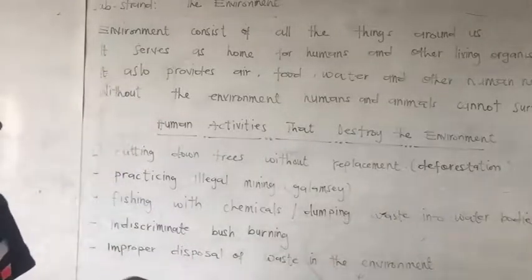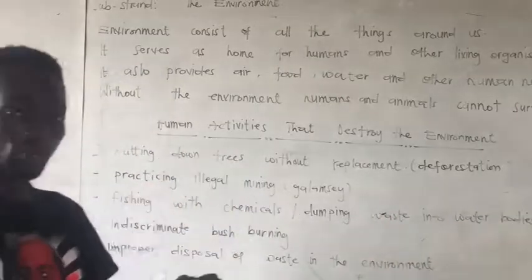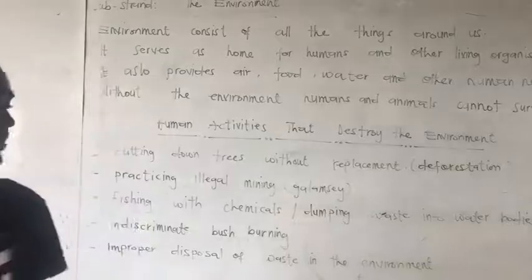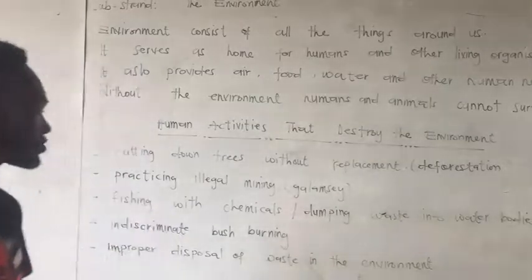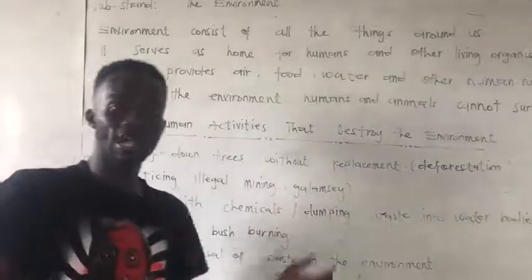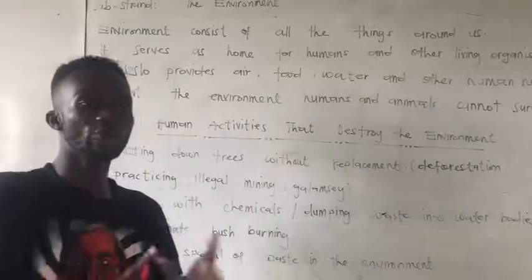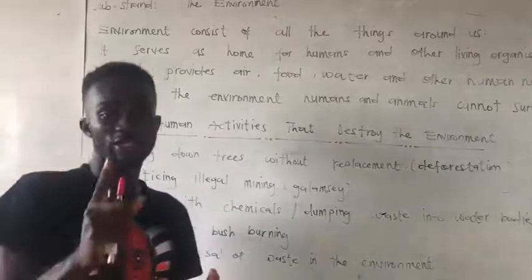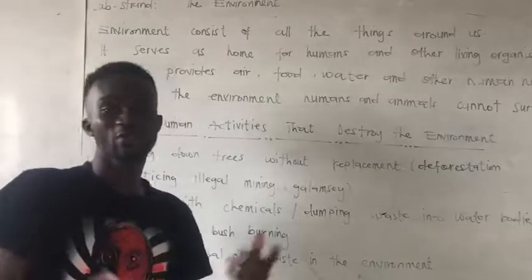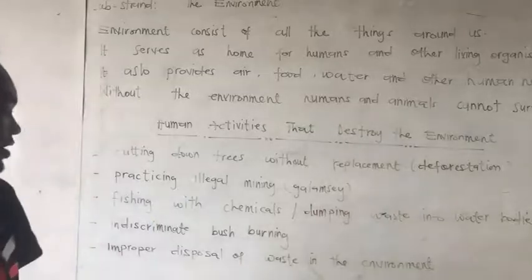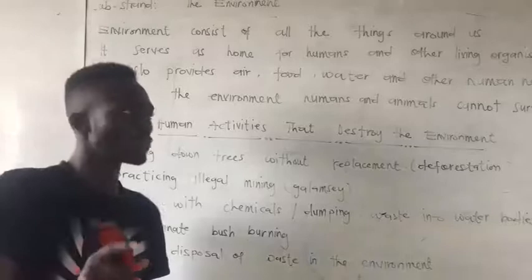Improper disposal of waste in the environment. This is quite similar to dumping waste into water bodies. Yes, when we dump waste into water bodies, we are not disposing of waste properly. When we dispose of waste just everywhere, we make our environment an unhealthy place. We make the environment unclean, which is going to cause us harm. We are all going to fall sick. When we fall sick, we can die, and it is not a good practice. So these are human activities that we do to destroy the environment.